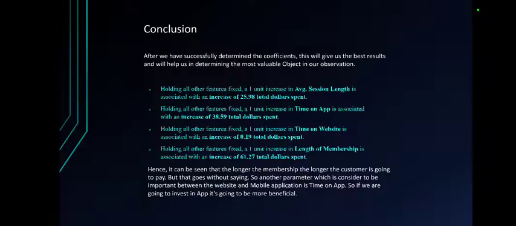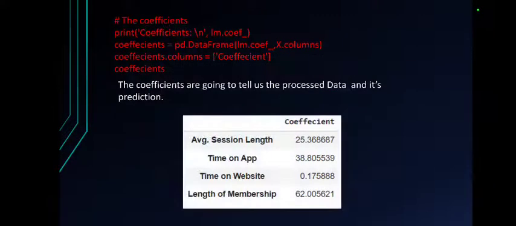These results are: if I hold all the features constant and increase the average session length by only one, going back to the slide again, it's going to increase the amount by $25.36. Similarly, if I keep everything else constant and increase the time on application by 1 unit only, it's going to increase it by $38.8. Similarly, with the website, 0.175, and with the length of membership, it's $62.